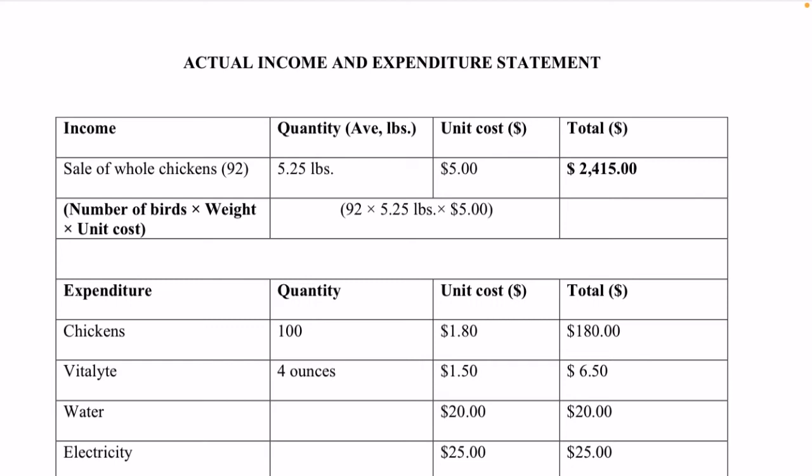And remember to put back your units so that you can qualify what each number represents. All right, so for pounds you need to put back your LBS, and for unit cost you need to put back your $ sign. Okay, so our total actual income is $2,415. Now let's take a look at the expenditure section.